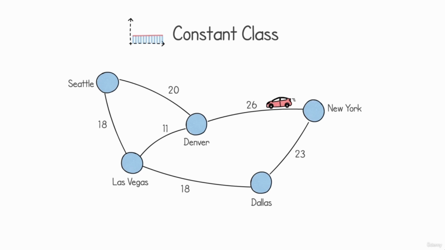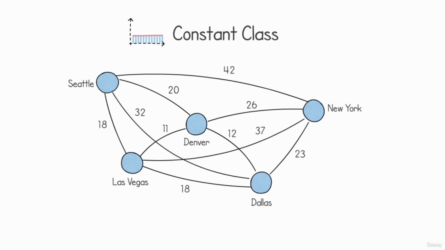This means that there are at least two or more nodes that are not connected together. For example, between Seattle and New York, there is no direct connection, nor is there one between Denver and Dallas or Las Vegas and New York. Here's another example where every single node in the graph is connected with every other node. This is what is known as a fully connected graph.